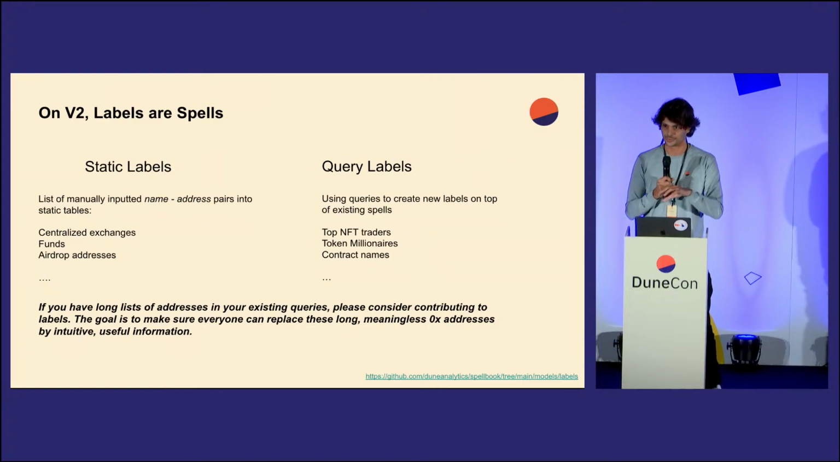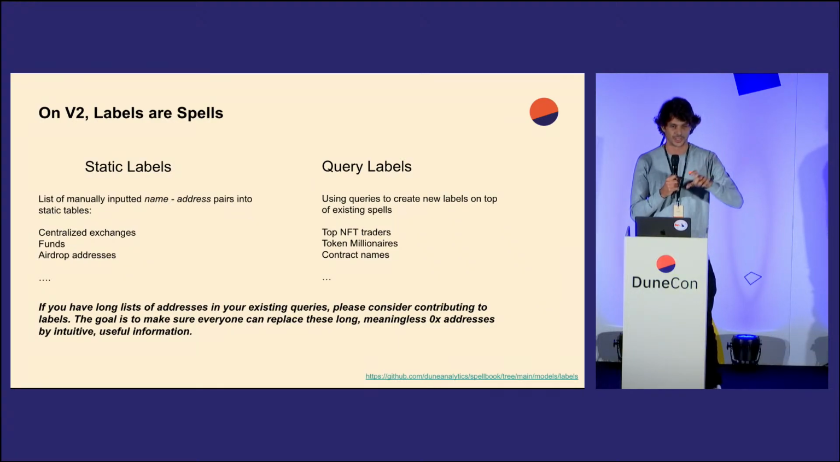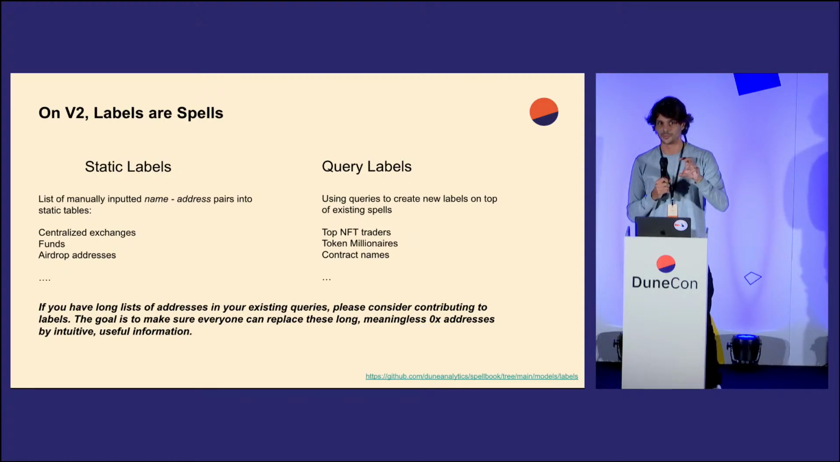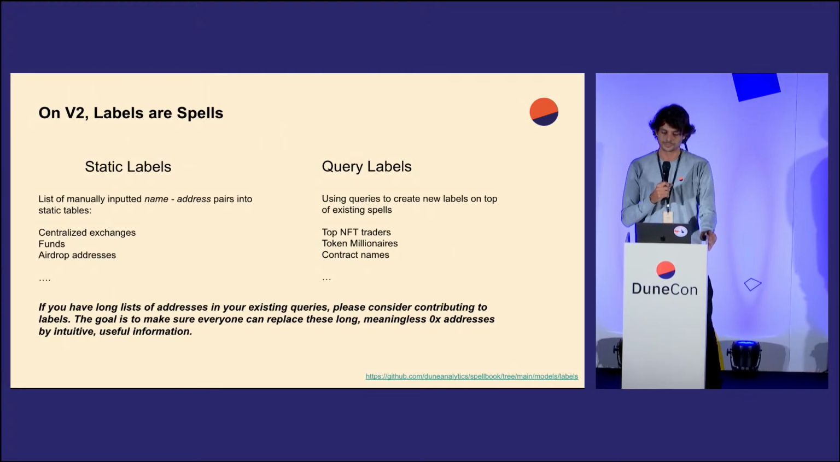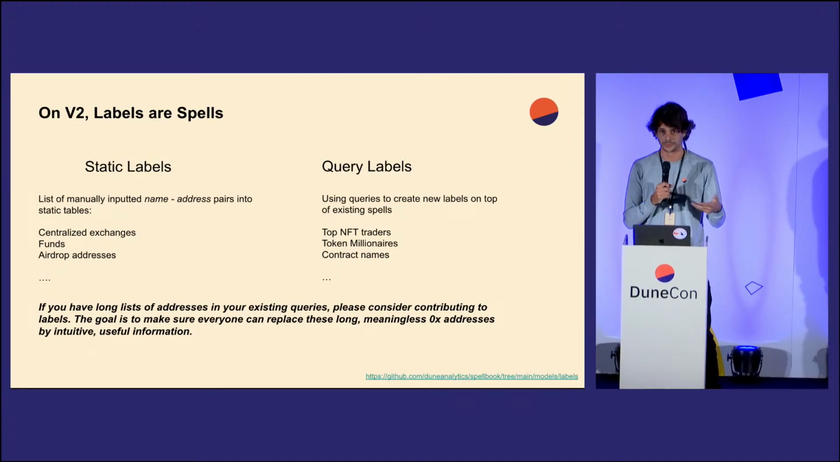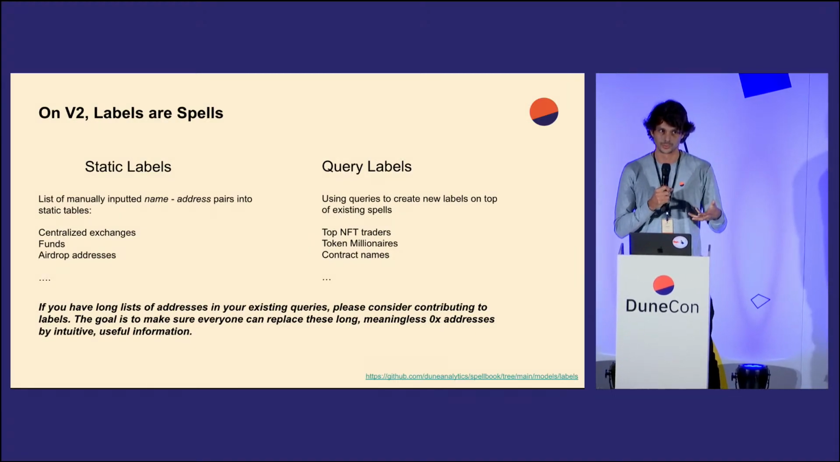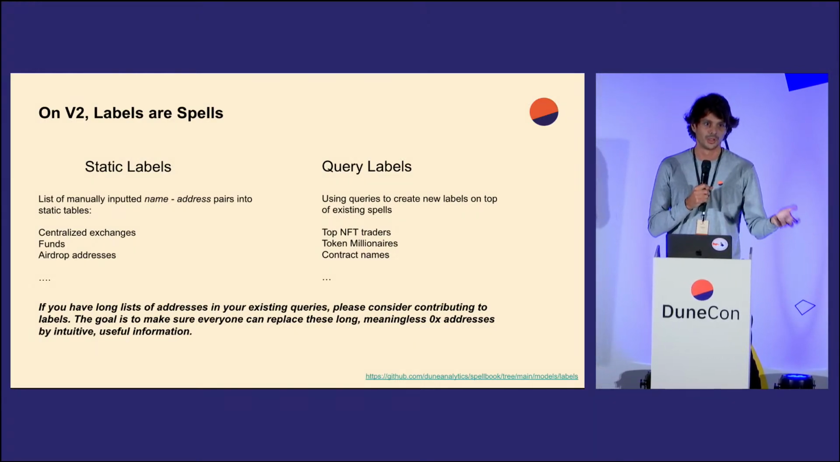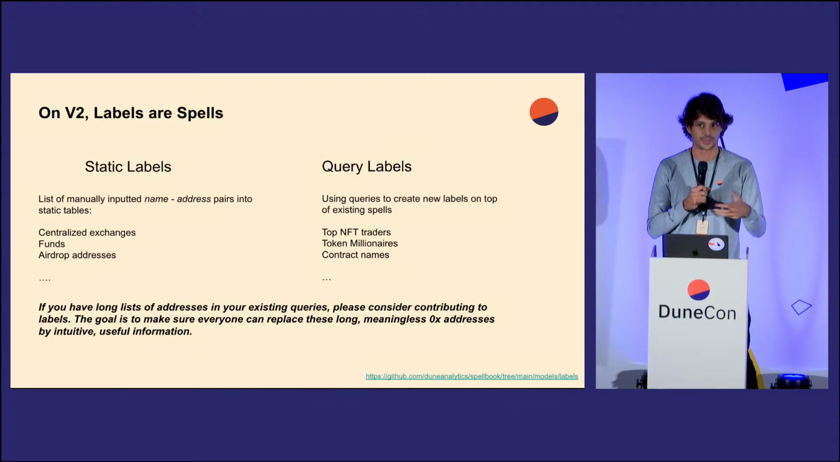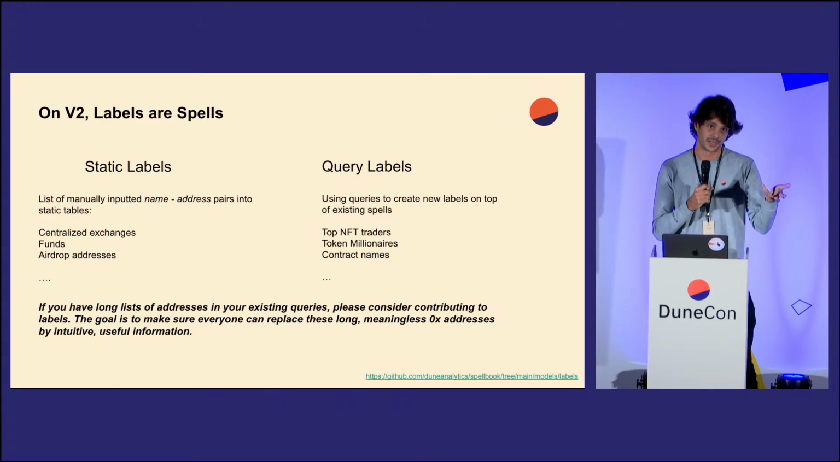We have two types of labels mainly. You have static labels, which are basically lists of addresses, pairs of addresses and names that you can just manually enter. And then we have query labels that are basically based on spells. So you use spells to create new labels. And so both are super useful. And it's kind of a cool circle, because the more spells we build on Dune, the more labels we are going to have, and the more query labels we are going to have.